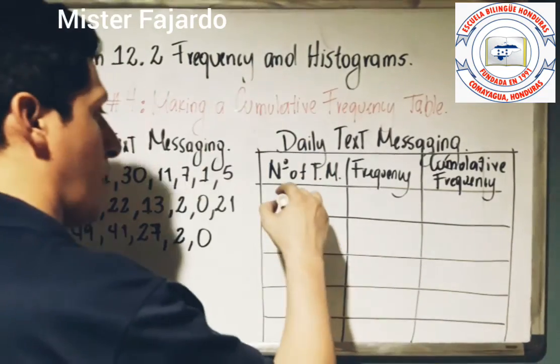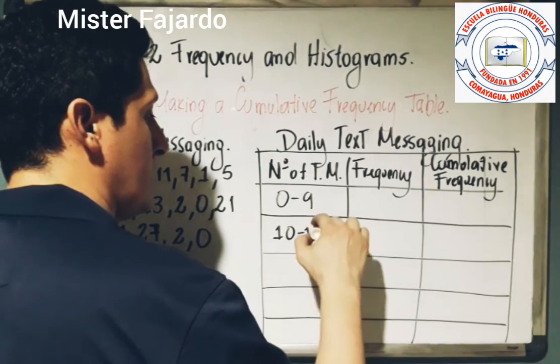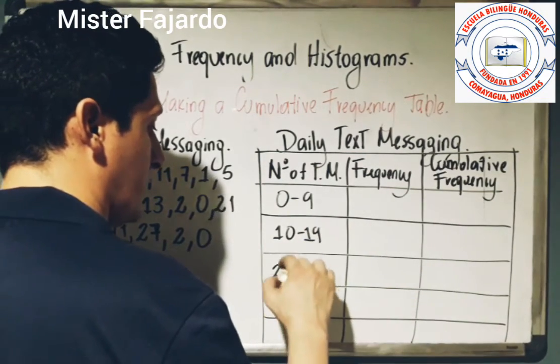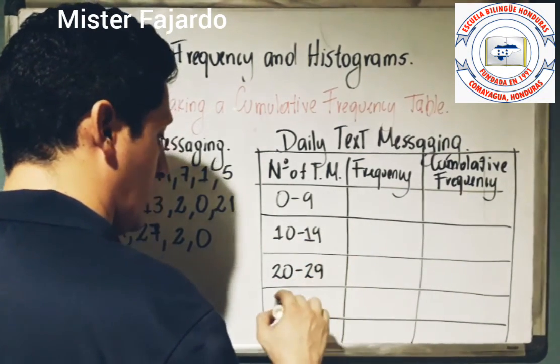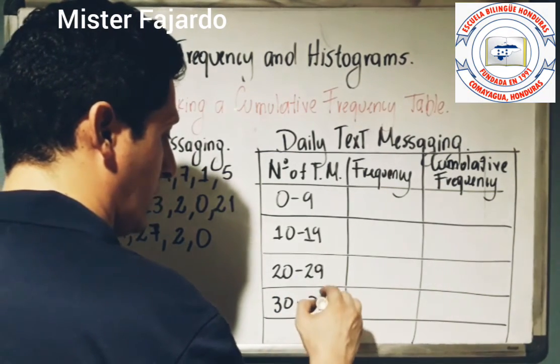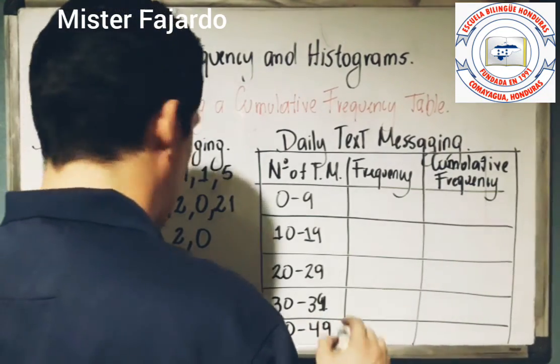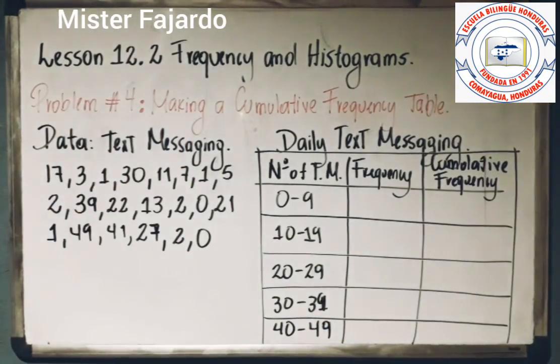It's going to be from 0 to 9, then from 10 to 19, then from 20 to 29, then from 30 to 39, sorry, and the last one is going to be from 40 to 49. Now we need to put all this information that you already have here in those groups.